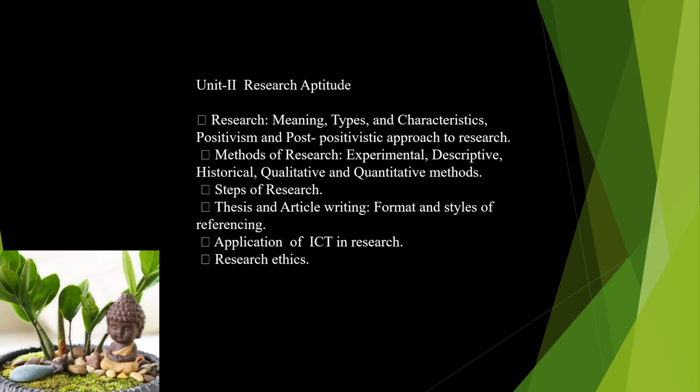Methods of research. Science students do experiments. Arts students use different methods: the descriptive method, the historical method, the qualitative method. All these are discussed in research aptitude, the second topic. Then research has different steps, mainly 8 steps, and all these 8 steps are discussed one by one. After doing the research, or after the PhD, the last thing is submitting the thesis. So one should know how to write a thesis. That is discussed in research aptitude, along with how to write an article.